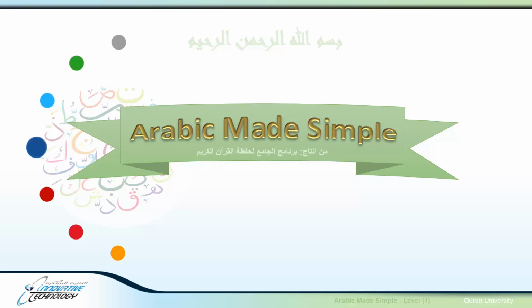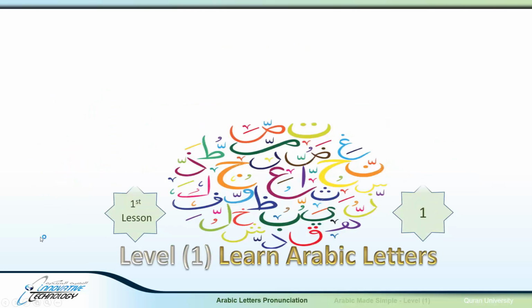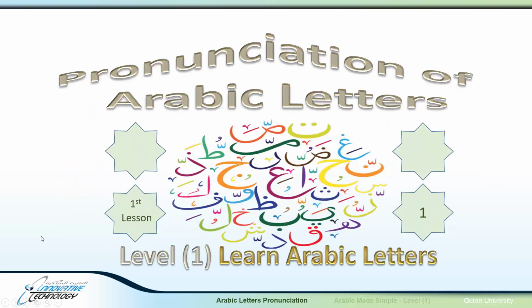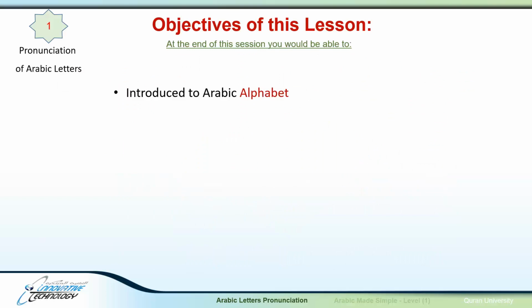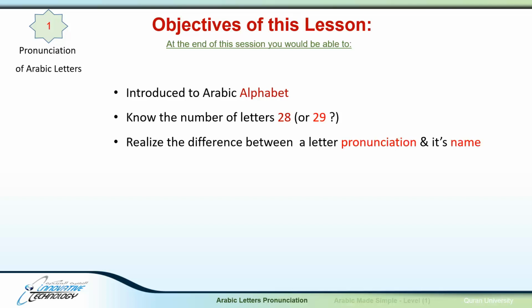Our first lesson on level 1 would be on pronunciation of Arabic letters. During this lesson, you'll be introduced to the Arabic alphabet. You'll know the number of the letters of the Arabic alphabet, whether being 28 or 29. You'll realize the difference between the letter pronunciation and its name. And then you'll be able to appreciate the difference between different letters by realizing the articulation point for each letter.